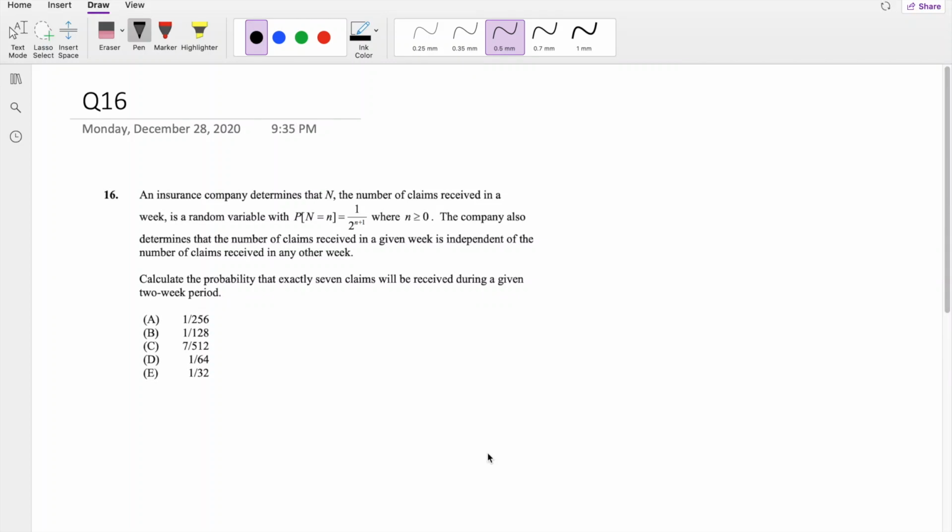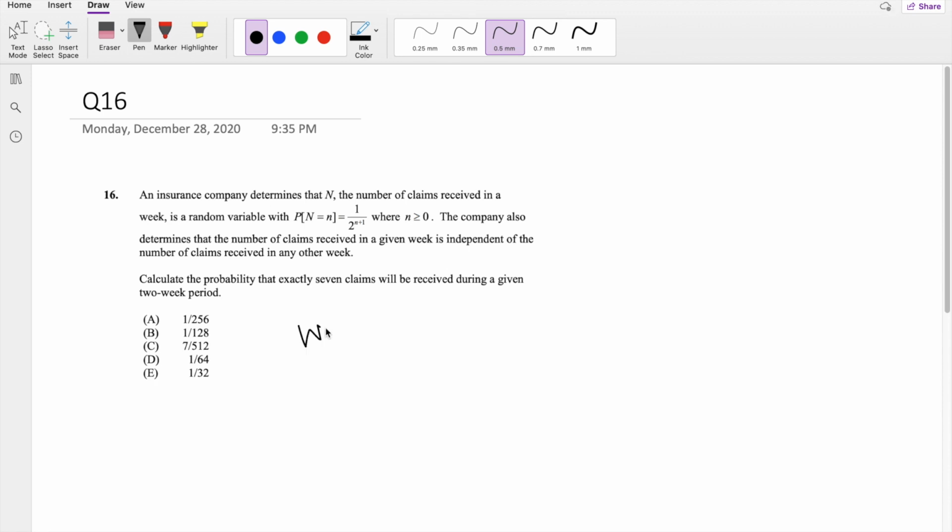Today I'll be going over question 16 on SOA exam P. So pause the video quick and try this problem yourself. Okay, assuming you already attempted it, let's just dive right in. So they're asking, calculate the probability that exactly 7 claims will be received during a given 2-week period.